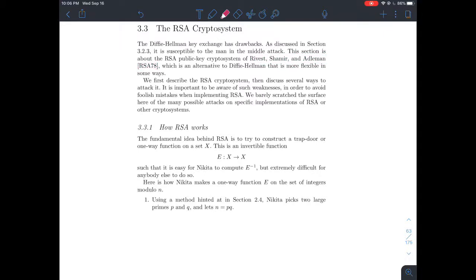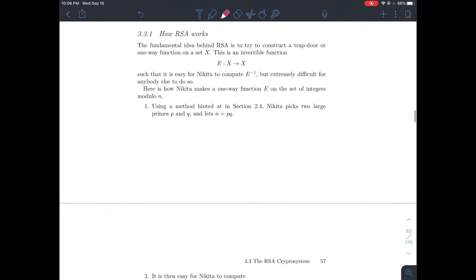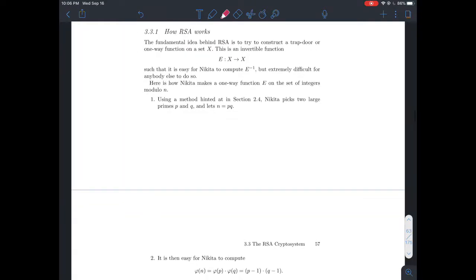And what we'll look at in this video is just describing how it works. And I will pretty loosely follow the book here. I've reworded the book and tried to draw some pictures too to make it a little bit more readable. But the big idea behind RSA is we're going to try to construct a trapdoor, or in other words, a one-way function. I'll call it E. And E, you could probably guess, stands for encryption. And so E should be a bijection from X to X.